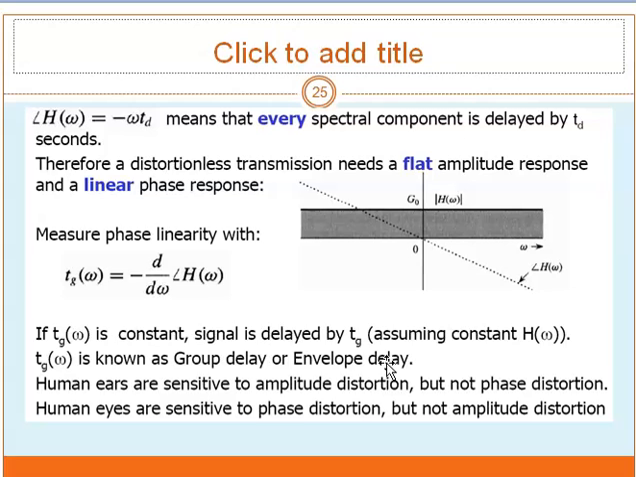So the phase of H(ω) is equal to minus ω td, which means that every spectral component is delayed by td seconds. So there is a delay. Therefore, a distortionless transmission needs a flat amplitude response and a linear phase response. Tg(ω) here is known as the group delay or the envelope delay.